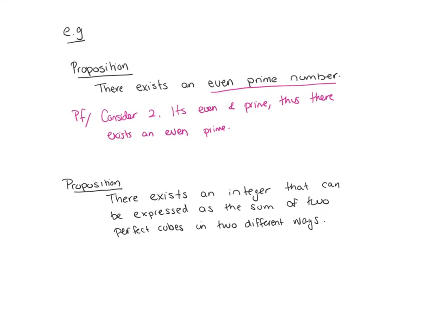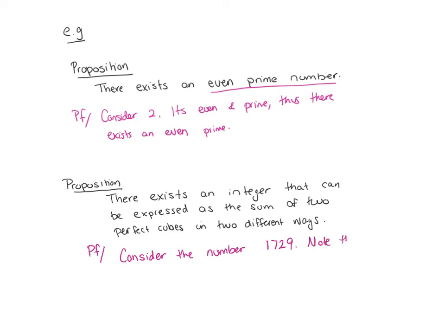The second example we have here is that there exists an integer that can be expressed as the sum of two perfect cubes, two different ways. So all I need to do to prove this is to actually find that number. That's certainly going to be one that's a lot harder to do, but if I want to just provide a proof, as long as I know what that number is, then I can just say, okay, consider the number. I'll just tell you it's 1729.